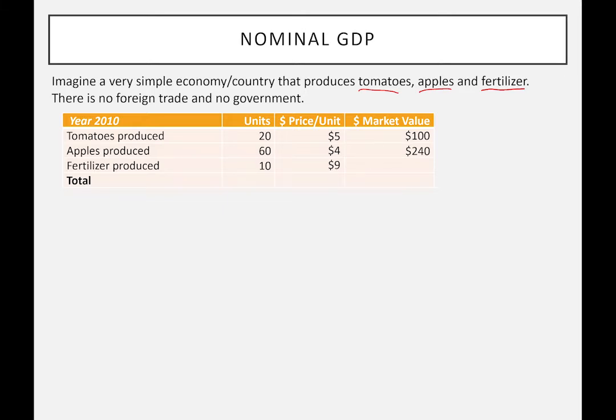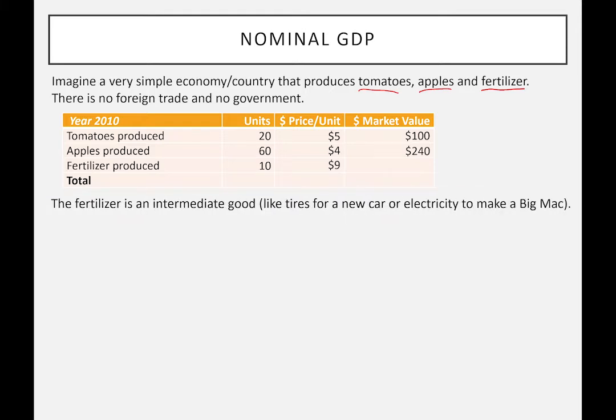But there's an important point here. The fertilizer is an intermediate good. It's used to produce tomatoes and apples. So it's like McDonald's buying electricity to make a Big Mac. What this means is it's not counted. It's an intermediate good. And you can imagine the people that produce apples, let's say, they buy the fertilizer to put on the ground to be able to produce their apples. So when somebody buys apples, implicitly they're buying not just apples, they're also buying the fertilizer. So that's why it's not included.